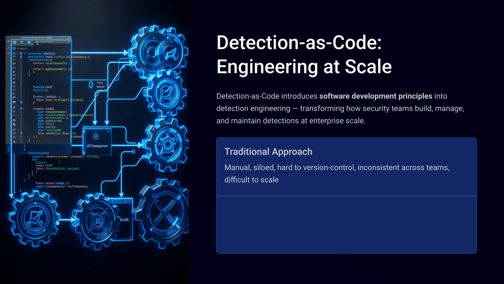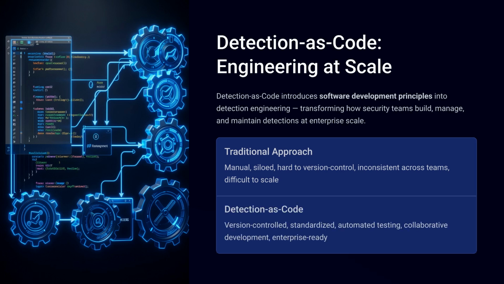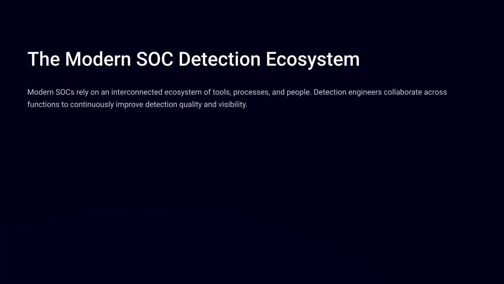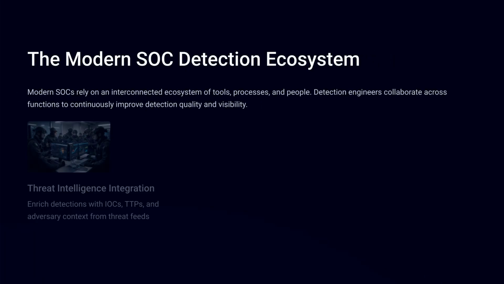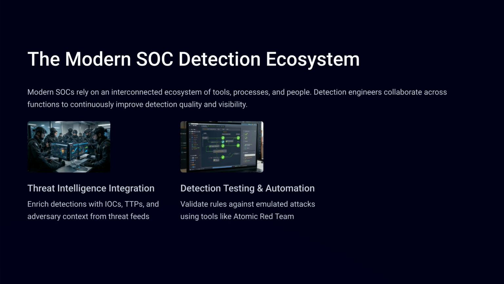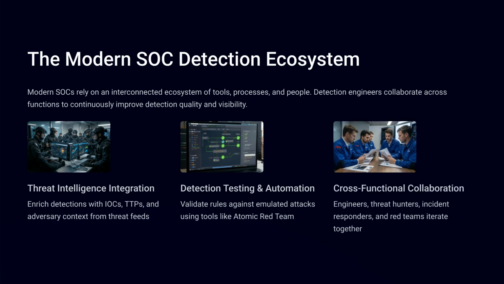Compared to the manual, siloed, traditional approach, detection as code is version-controlled, standardized, and ready for enterprise use. The modern SOC relies on an interconnected ecosystem. This involves threat intelligence integration to enrich detections, detection testing and automation using tools like Atomic Red Team, and cross-functional collaboration between various security teams.